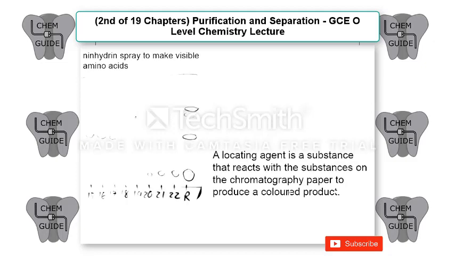And sometimes the spot may not be visible. It's invisible. So how do we actually make it visible for us to calculate the RF value? We use a locating agent. So basically it reacts to produce a colored product. Then from this we can calculate the RF value. So this is the distance travelled by the spot. This is the distance travelled by the solvent. And RF value is simply A divided by B.